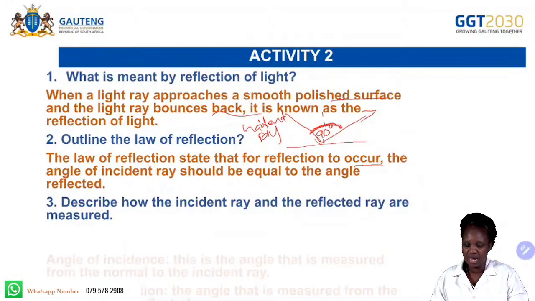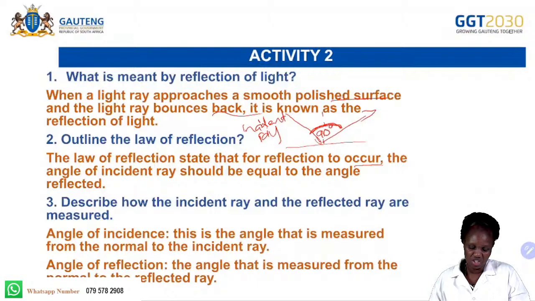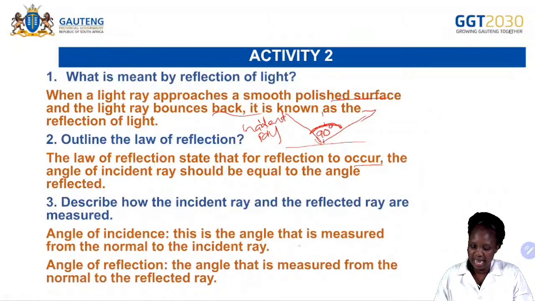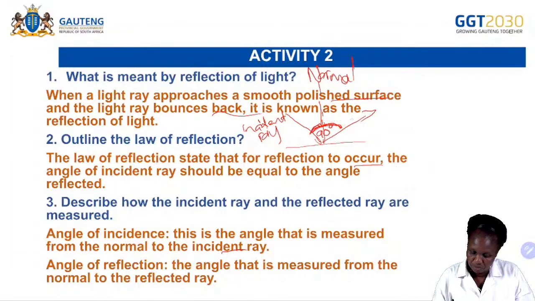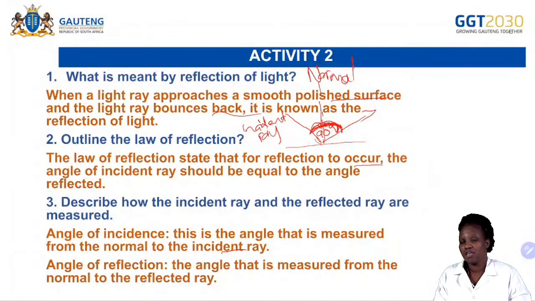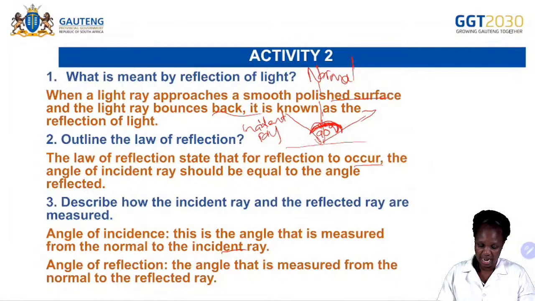Describe how the incident ray and reflected ray are measured. Angle of incidence, this is the angle that is measured from the normal to the incident ray. All right, this is the normal. Remember, normal. And then from normal to incident, it should be equal from normal to reflective. This is the reflected ray and incident ray. These should be equal, and altogether they should form 90 degrees. Angle of reflection, the angle that is measured from the normal to the reflected ray.